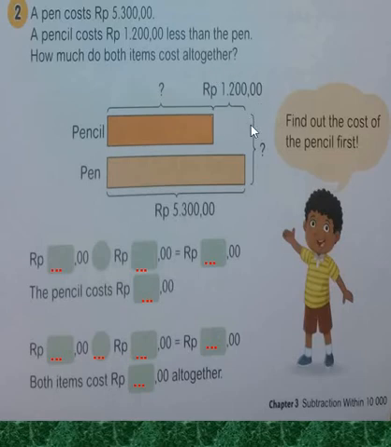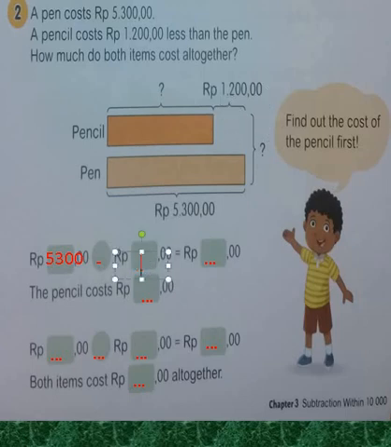So how to find the cost for all of them? We cannot directly add it, guys. You need to find out the cost for the pencil first. What should we do? So over here, we should write down the number first. So the first one, what should we put? Yes, you have to put 5,300 rupiah. Okay, because you need to find out the pencil. Remember, if you find out the pencil, guys, look at this. The pencil is smaller. So the operation is, yes, subtraction.